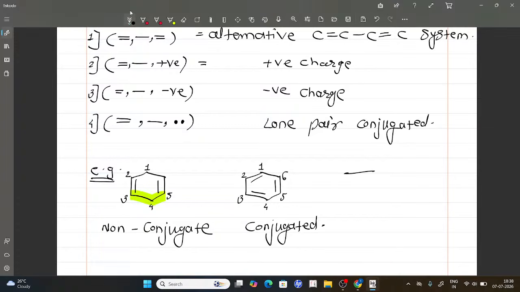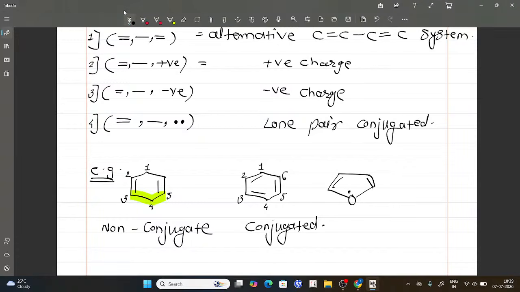If we look towards this another example, see this. This is an example of furan. Okay, the molecule is known as furan. This is the example of furan. Again, I'm going to draw this. See, this is a furan.